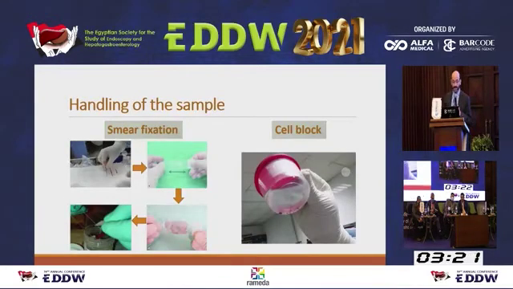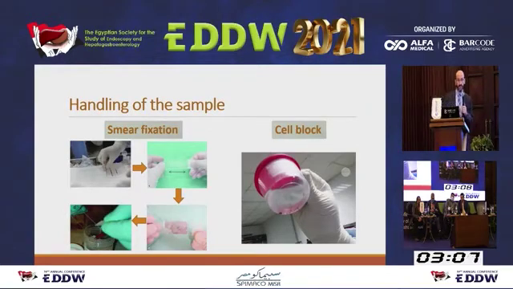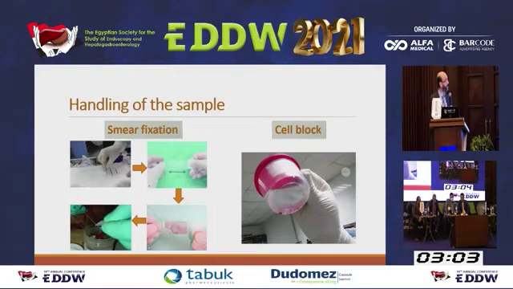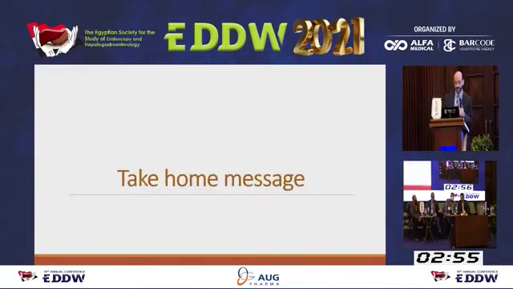Last point is handling the sample. We have two preparations: the cell block and the smear fixation. If you wish to do immune stain, you go for cell block mainly. Most of the tissue should go to cell block for immune stain. If adenocarcinoma is suspected before doing FNA, you may depend only on smear fixation. On a different slide, you can prepare the needle smear like this and fix in alcohol more than 70%.